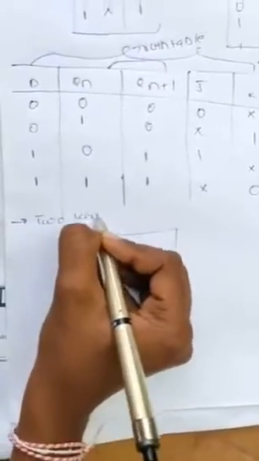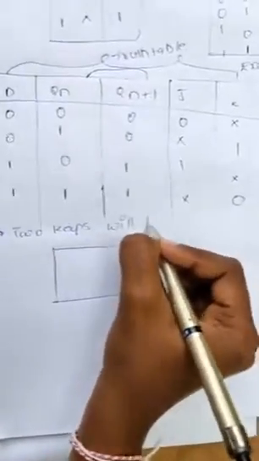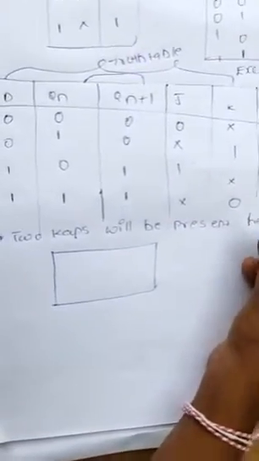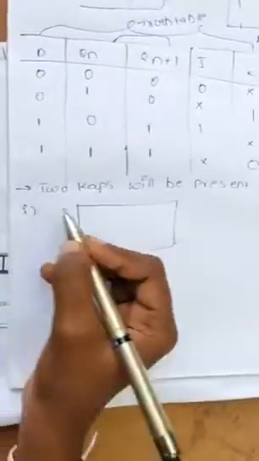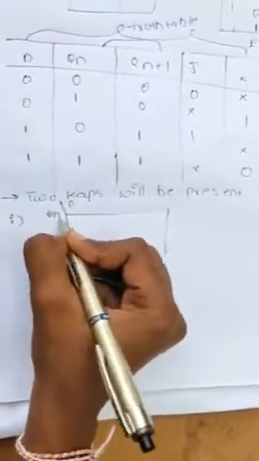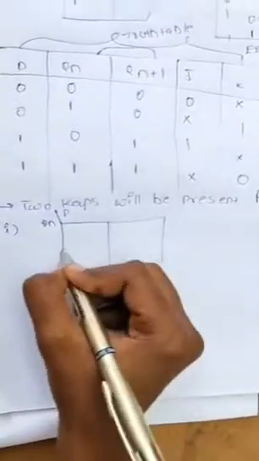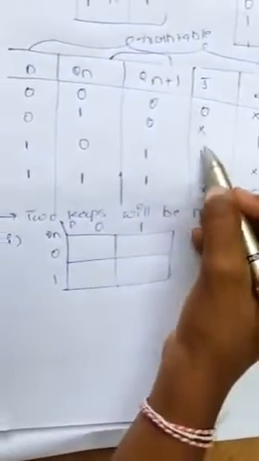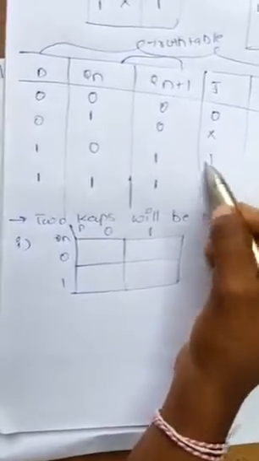There are two K-maps present here. First K-map is D, Q of n. This is the 2 variable K-map, 0 1 0 1. So you see here in the third place 1 is there, so here you draw 1, and here don't care.